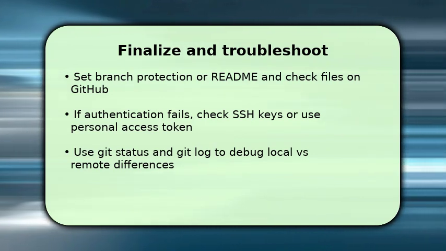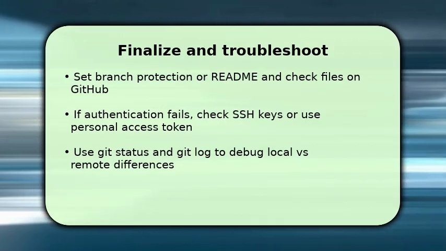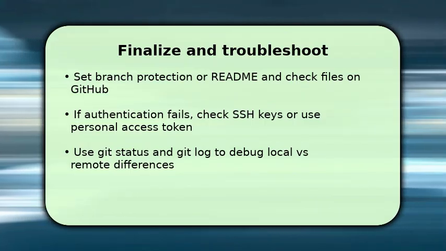If you run into auth errors, stop and confirm your SSH key is added to GitHub or generate a personal access token for HTTPS. Re-authenticate and retry git push. When sync issues occur, run git status and git log to see local changes and perform merges or rebases to resolve differences.